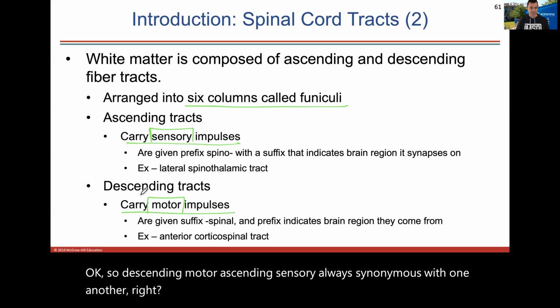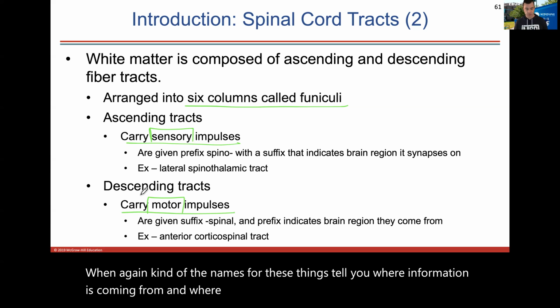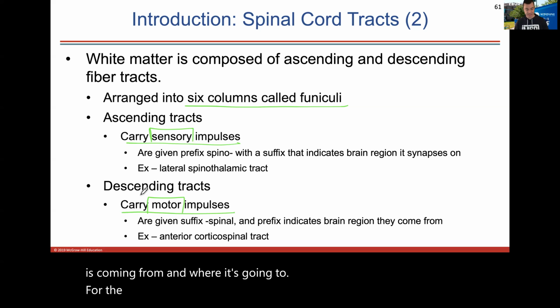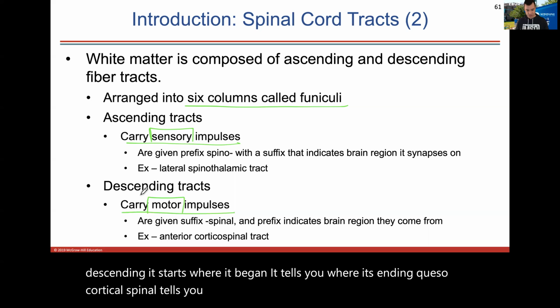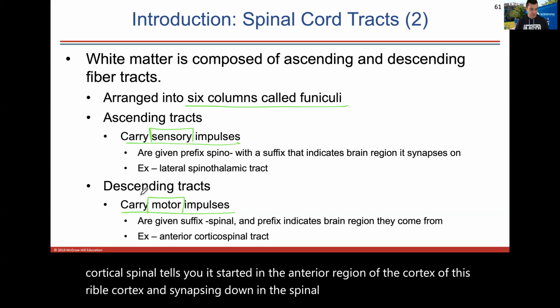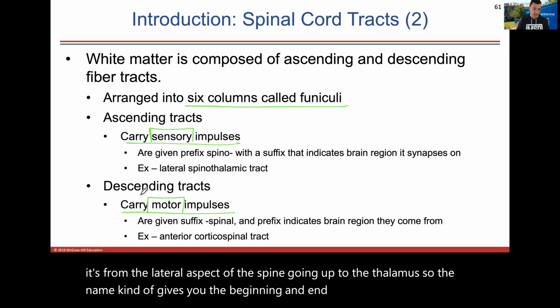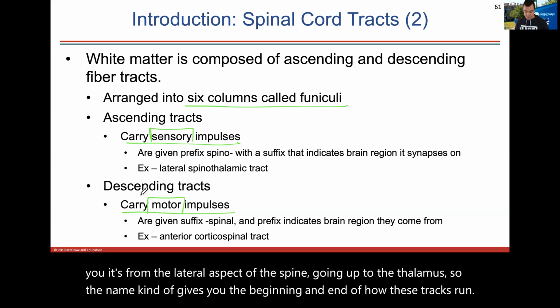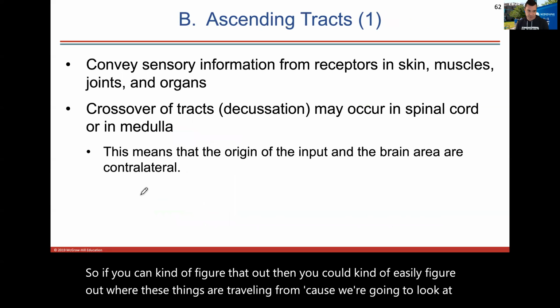Again, the names for these things tell you where information is coming from and where it's going to. For the ascending, and for the descending, it starts where it began and it tells you where it's ending. Okay, so corticospinal tells you it started in the anterior region of the cerebral cortex and synapses down in the spinal cord. Okay, spinothalamic tells you it's from the lateral aspect of the spine going up to the thalamus. So the name kind of gives you the beginning and end of how these tracts run. So if you can figure that out, then you can easily figure out where these things are traveling from, because we're going to look at it very straightforward and basic here.